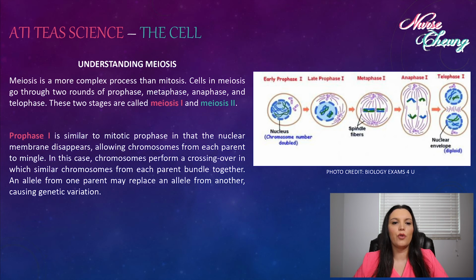Cells in meiosis go through two rounds of prophase, metaphase, anaphase, and telophase. These two stages are called meiosis 1 and meiosis 2. In prophase 1, it is similar to mitotic prophase in that the nuclear membrane disappears, allowing chromosomes from each parent to mingle. In this case, chromosomes perform a crossover in which similar chromosomes from each parent bundle together. An allele from one parent may replace an allele from another, causing genetic variation.